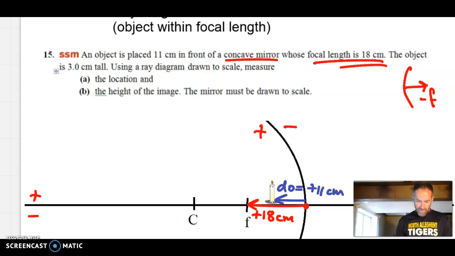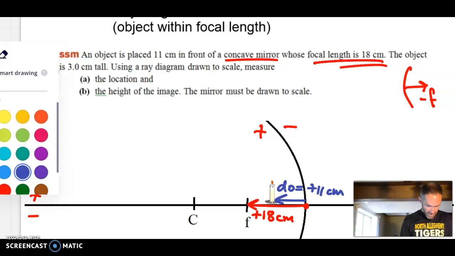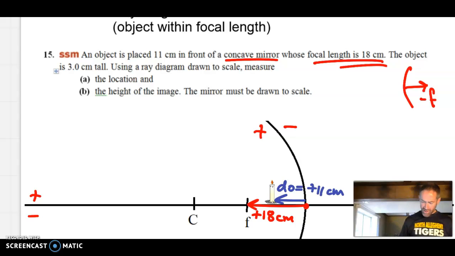Okay, and so now they're saying using a ray diagram drawn to scale, measure the location and the height of the image. We're just going to get a pretty good estimate for it. We're going to try to do our very best drawing this ray diagram. So the steps are the same. The first thing I'm going to do is draw the parallel ray, and the parallel ray again is the one that's going to leave parallel to the principal axis. And so here I go, drawing that ray parallel. That's pretty good.